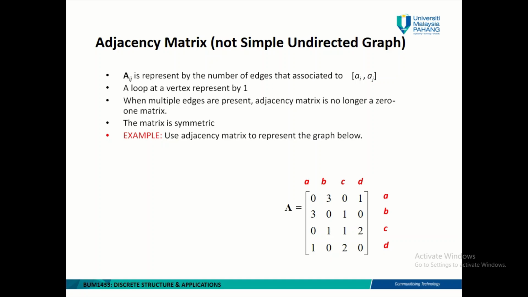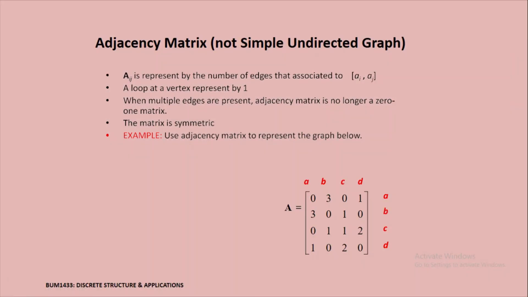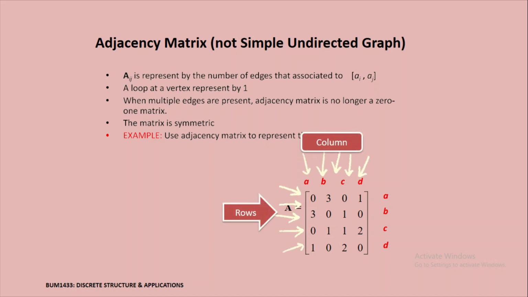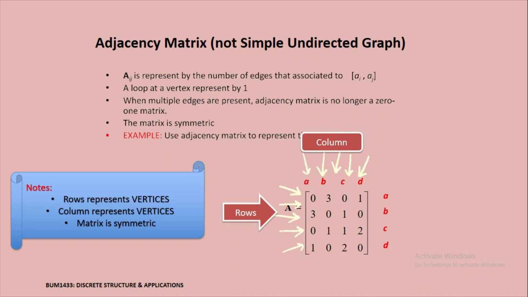So let's see the adjacency matrix for the not simple undirected graph. For the not simple undirected graph, the entry aij is represented by the number of edges that are associated to vi and vj. A loop at a vertex is represented by 1. When multiple edges are present, the adjacency matrix is no longer a 0-1 matrix. The matrix is also symmetric. This is an example of the adjacency matrix. In this example, we can see that it is no longer a 0-1 matrix since we have 3 in our matrix.